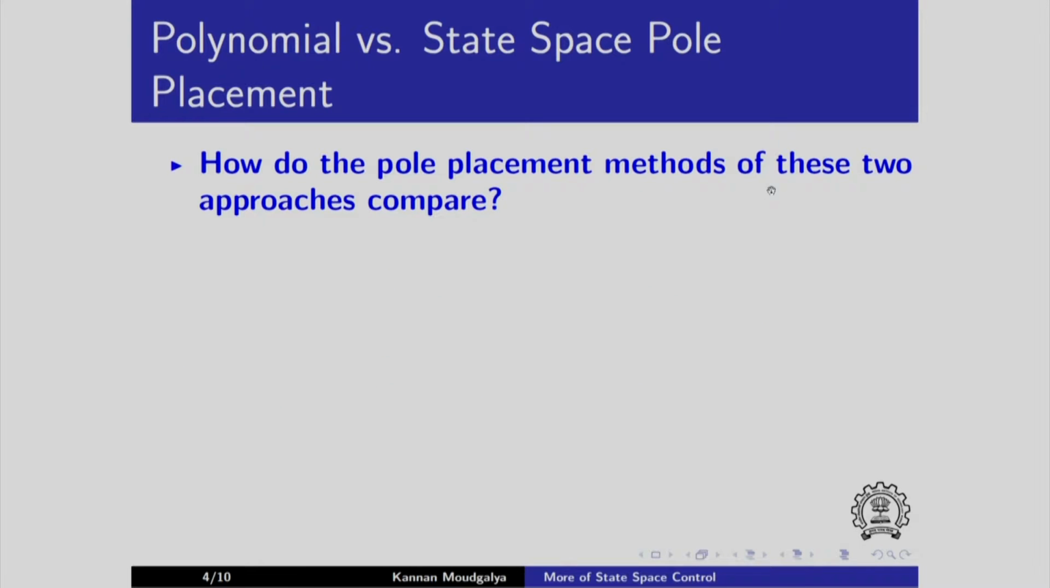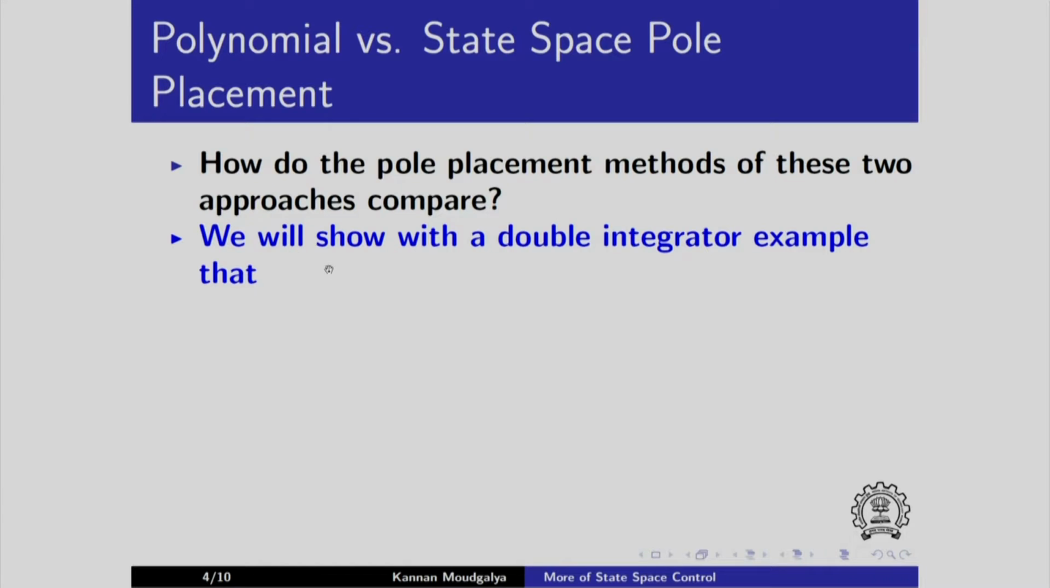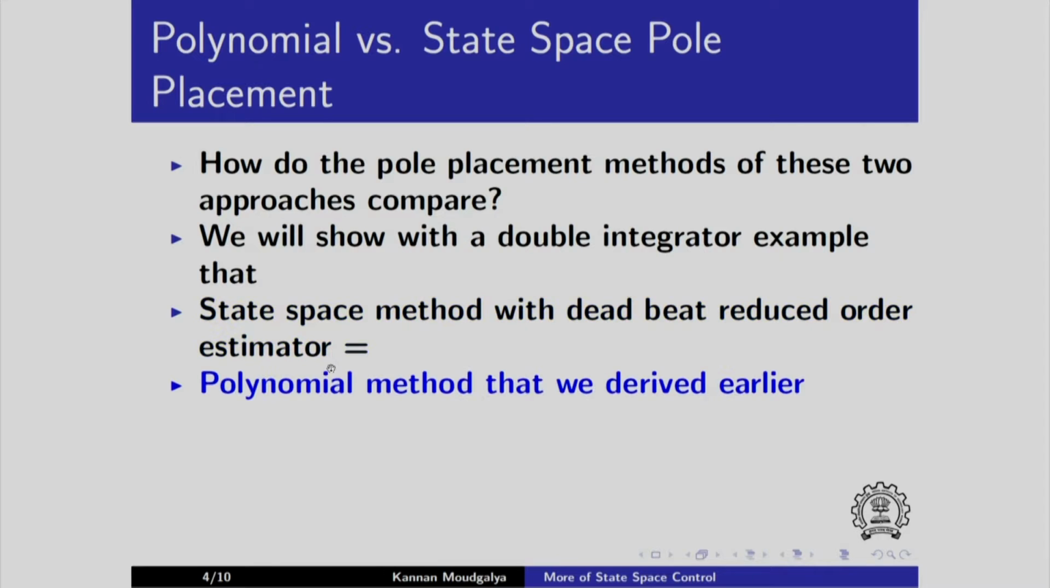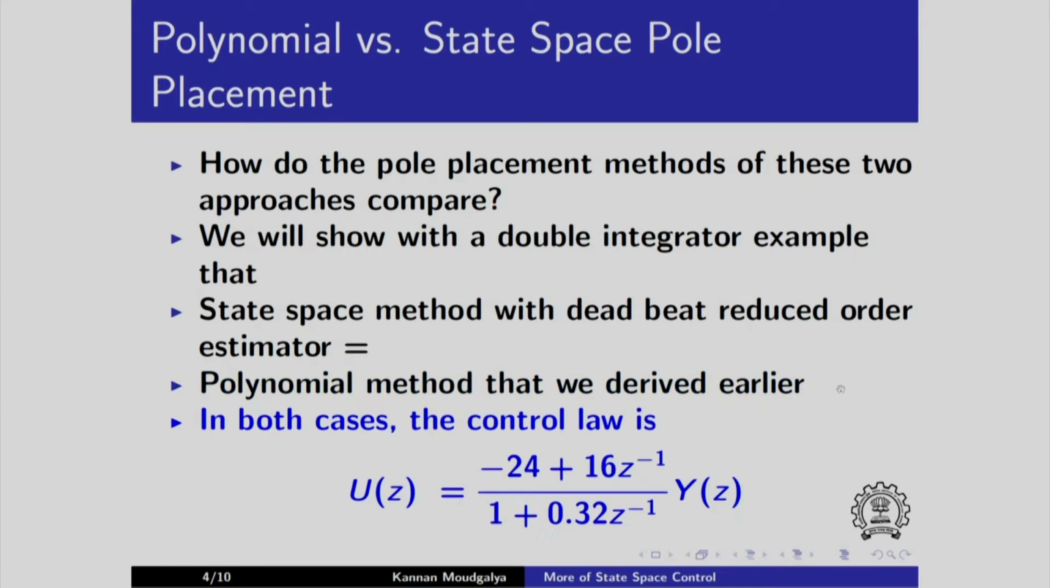How do the pole placement methods of the polynomial and state space approaches compare? We will show in this week with a double integrator example that the state space method with deadbeat reduced order estimator, that is with all the poles at the origin for the estimator, will be identical to the polynomial method that we derived earlier a few weeks ago. In both cases we will find the control law to be of this form.